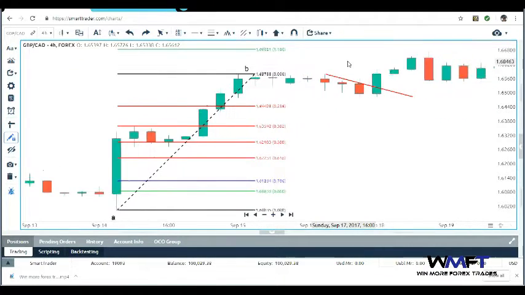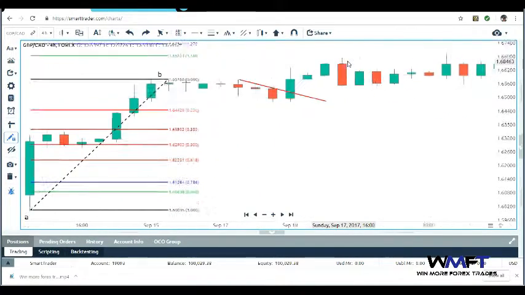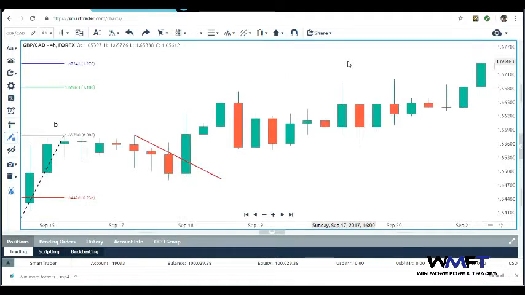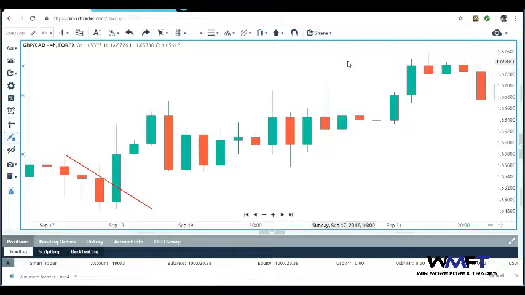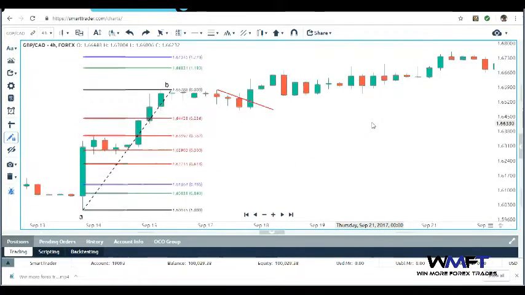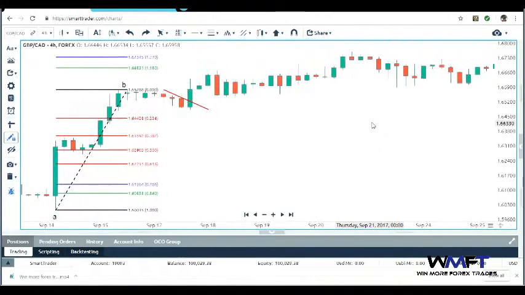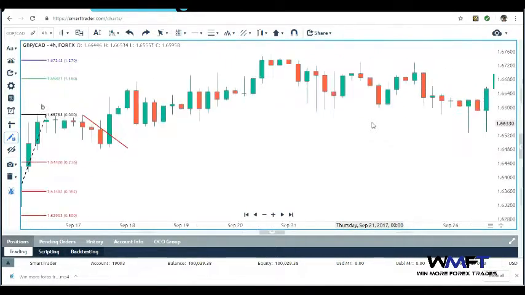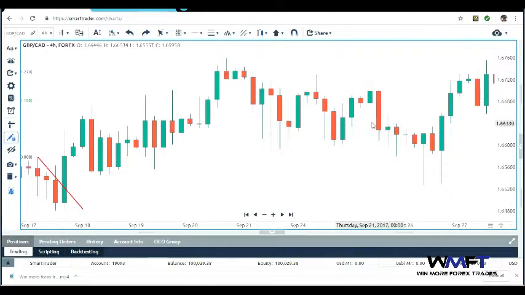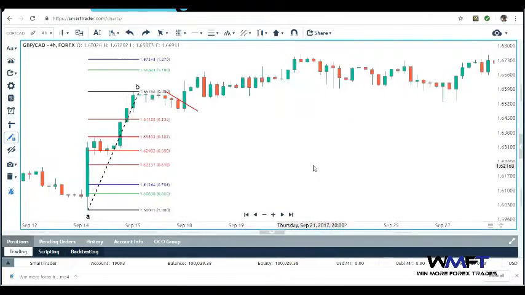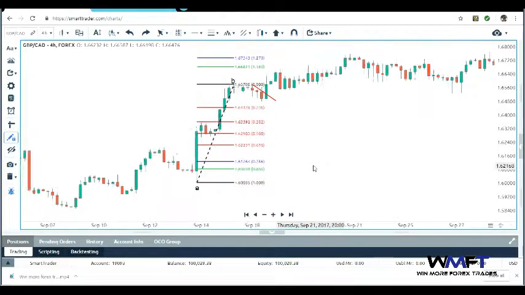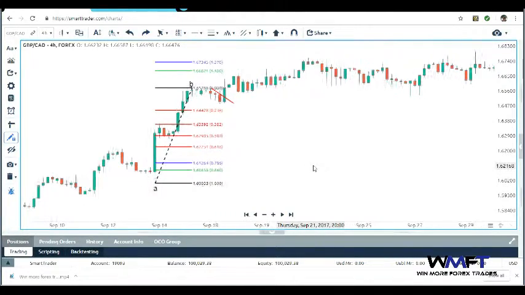Okay, we have our entry. Market goes sideways. It's going up. The market's going up. It's coming down again. Market's moving in waves. They don't move in straight lines. So the market is just making its wave movements. We're still holding the trade.